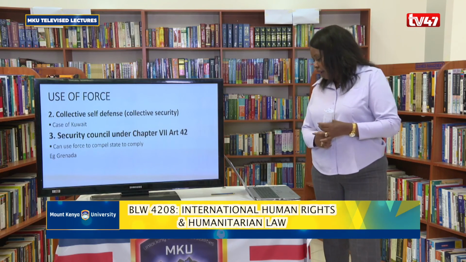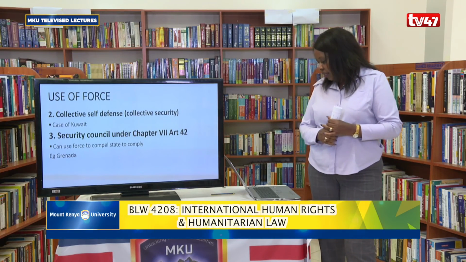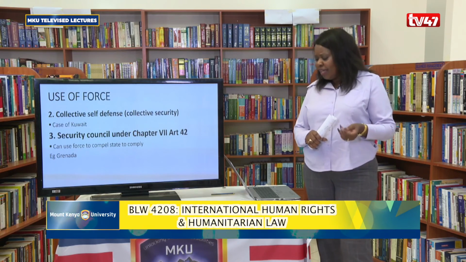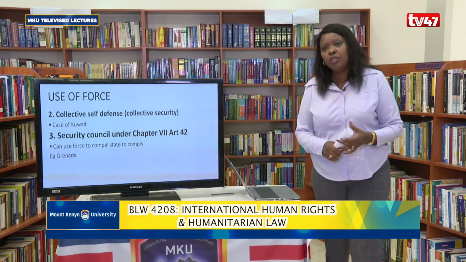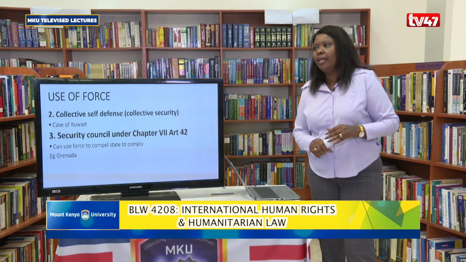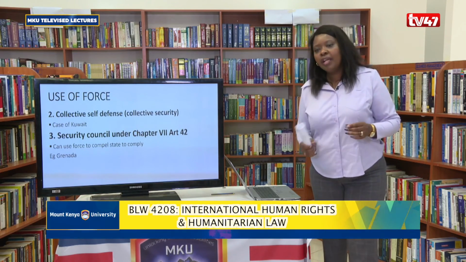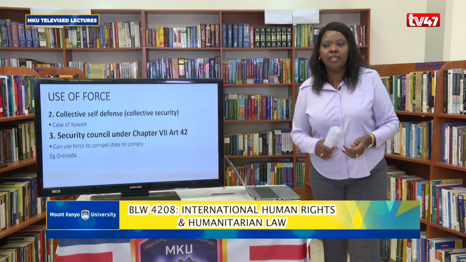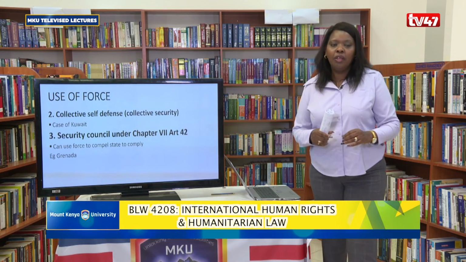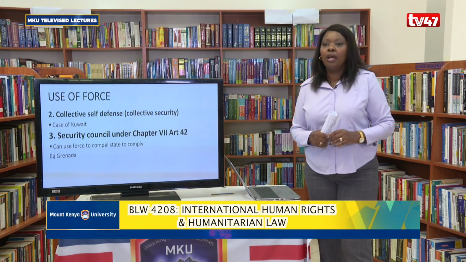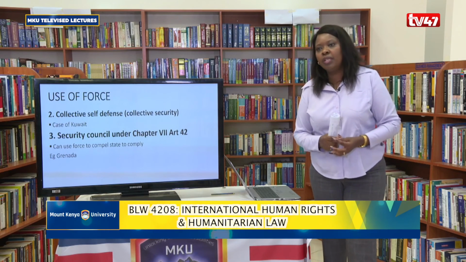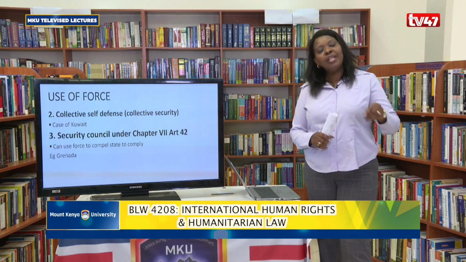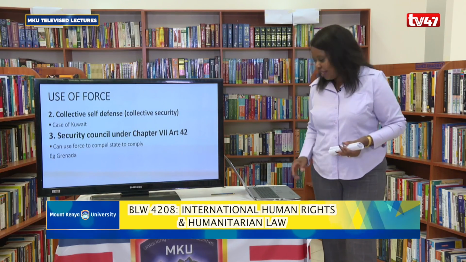You can have the Security Council under Chapter 7, Article 42, allows for that. We've had a situation where force can be used to compel a state to comply. In the case of Grenada, Grenada was having some civil disturbances, and there were some American citizens who were held up in Grenada, and the US asked for them to be released and brought out, many of them students or just some people who are working there. And when this did not happen, then the US went into Grenada to bring back their nationals.